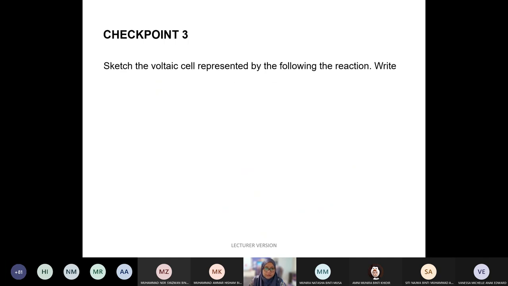Try doing it. It's easy. Warm up your hands a bit. Sketch the voltaic cell, and then write the cell notation. Okay, go ahead and try first.